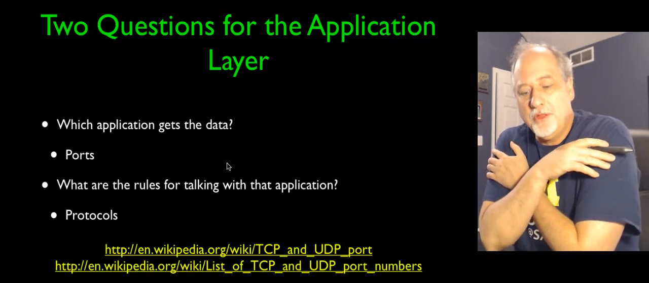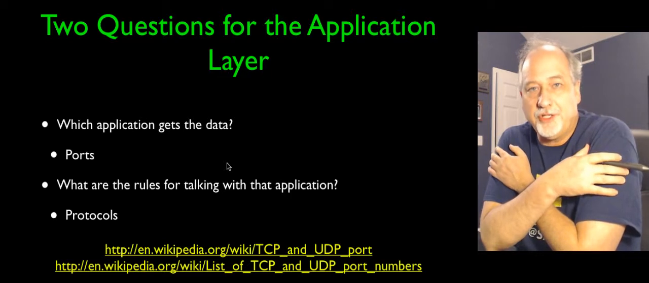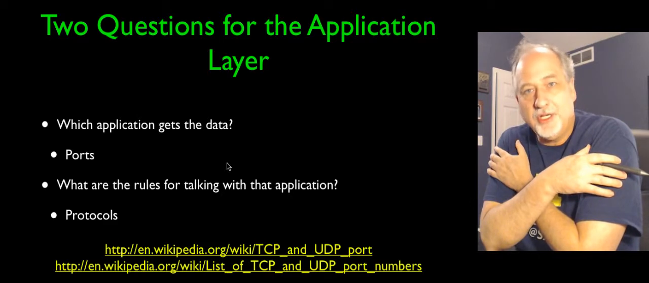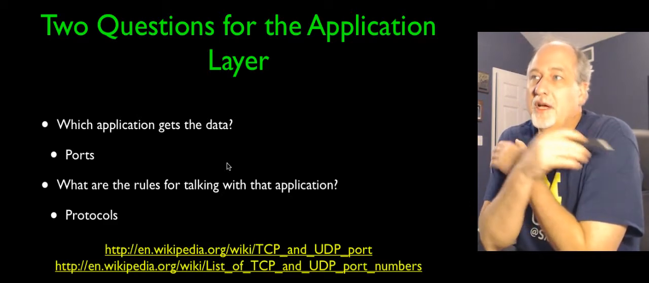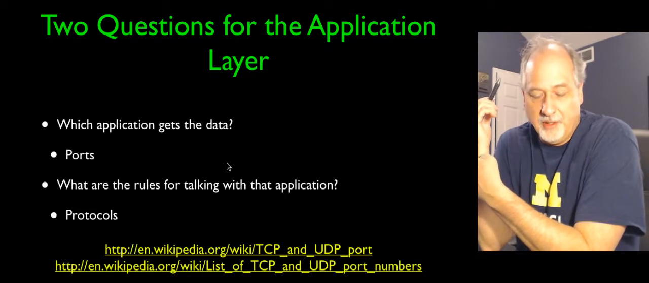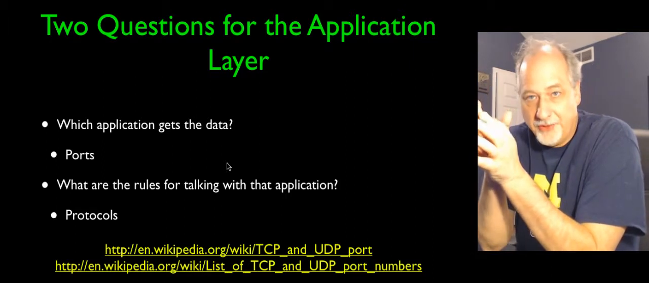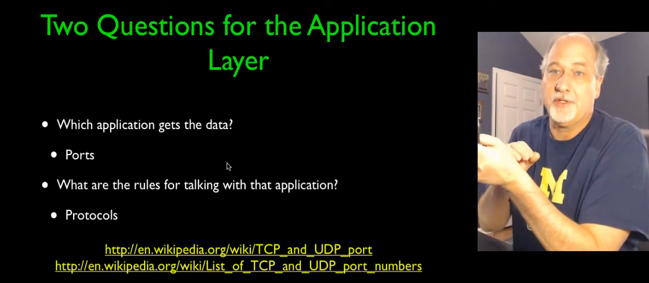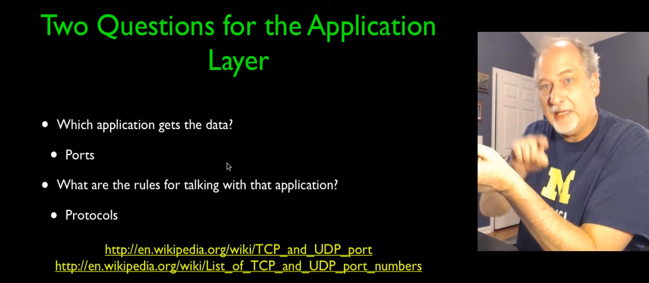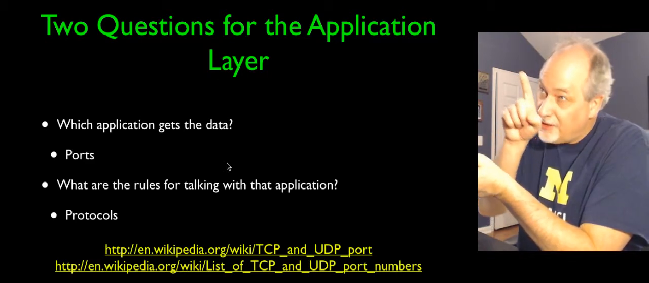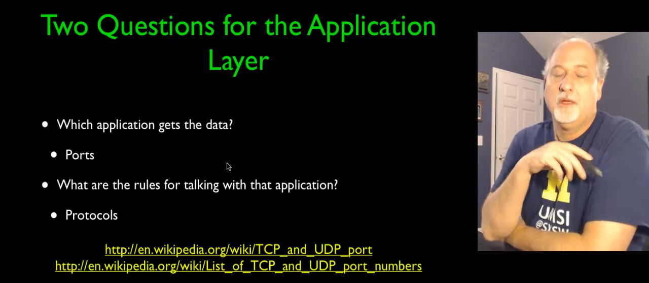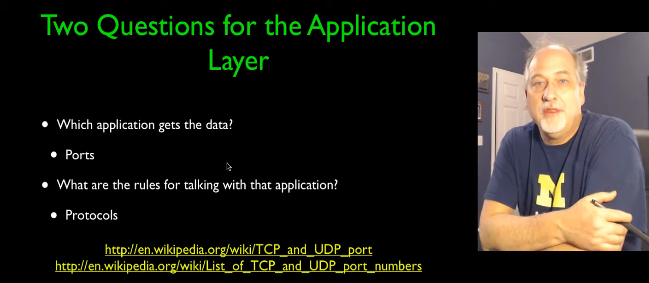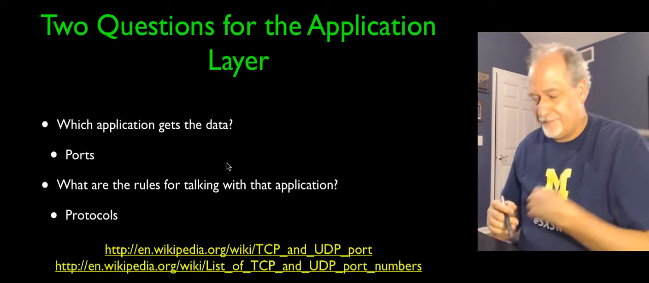There are two basic questions that the application layer has to solve. One is, which application gets the data? This is done using a mechanism called ports. Ports allow an IP address, a single computer or a single server, to serve up multiple services, and for a client to be able to dial up, much like a telephone extension, and pick the service they're interested in. Once you've connected to the service you're interested in, like the World Wide Web service, then you have to know the protocol to talk to it.